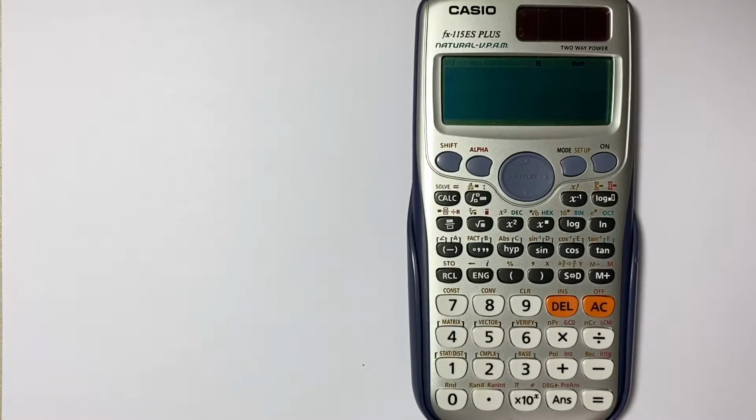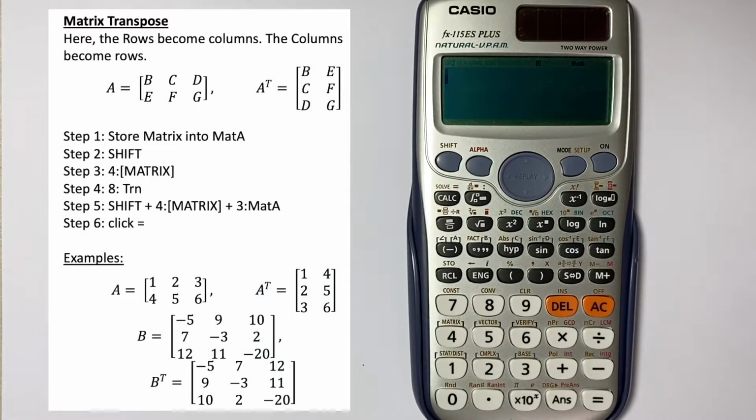Next, let me show you the matrix transpose. Here, the row will become the column, and the column will become the row. As you can see here, A, B, C, D, which is on the first row, will become column 1, B, C, D. And then row number 2, E, F, G, will become column 2, E, F, G in the A transpose.